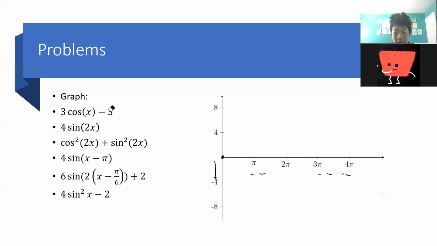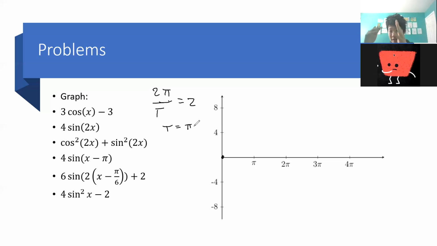Next one, 4 sine of 2x. Graph this one. Well, amplitude is 4. It's a sine. And it looks like we do have a period change. So 2 pi over t. Remember, this is the b value, and the b value is 2 here. So t, if we solve this equation, should equal pi.